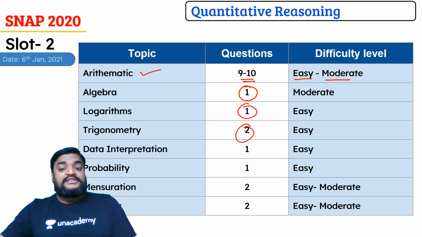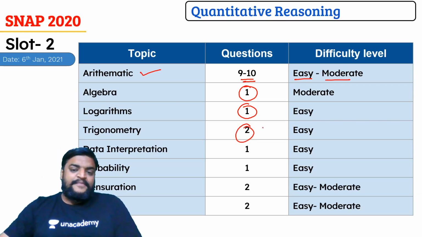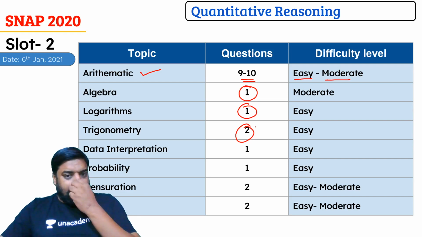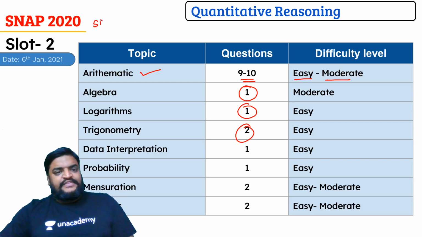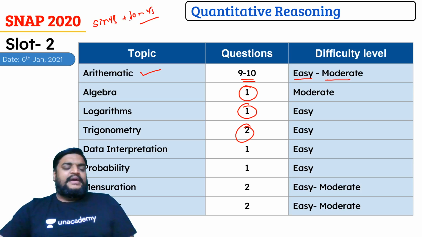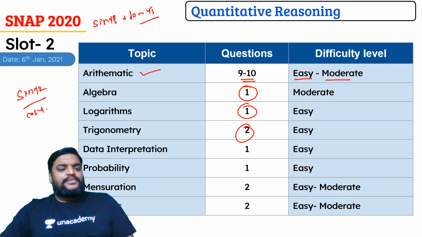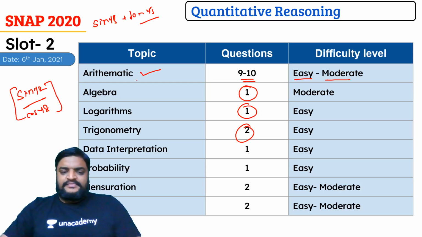From trigonometry, surprisingly, there were 2 questions this time. Both of them were easy. One of the questions was what is sine 45 plus tan 45, I believe. And the second was what is the value of sine 42 upon cos 48. So pretty basic ones. Okay?